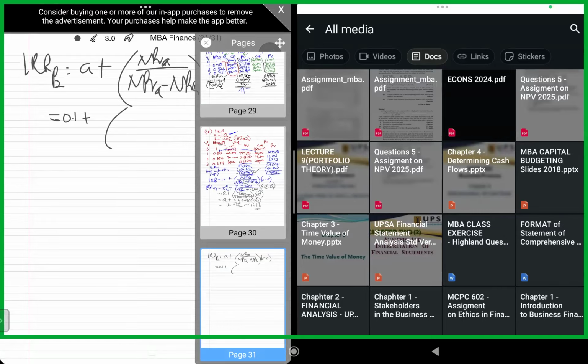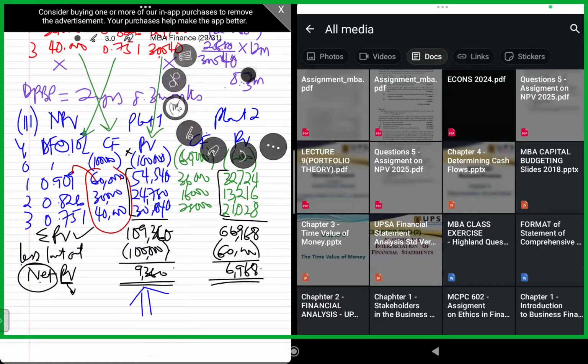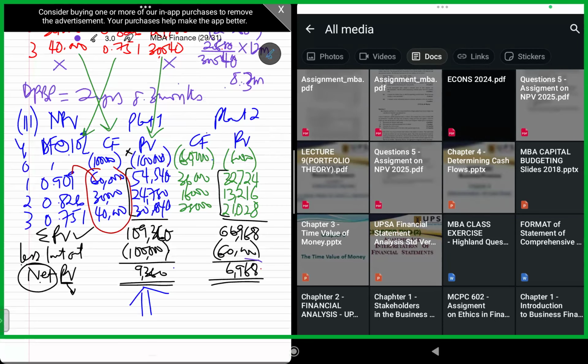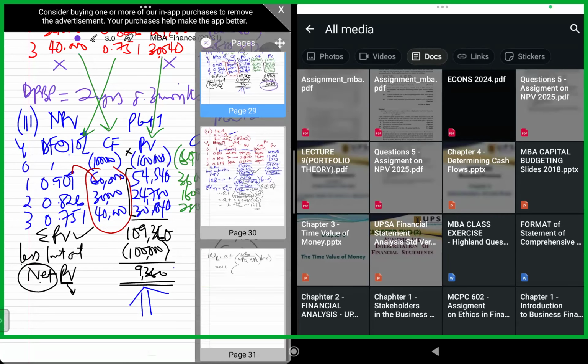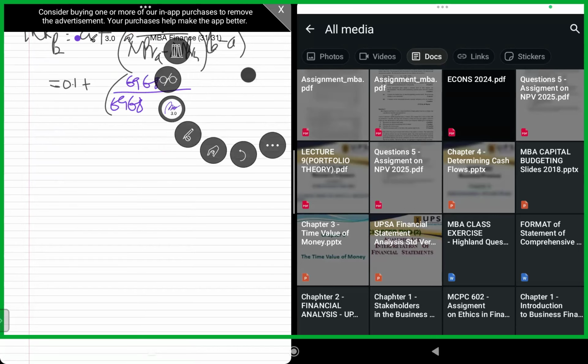57307? Hey, it's wrong. Look at the NPVA for plant 2: 6968. So why did I get a 5 from? In the formula, there's already a negative sign, so just minus.